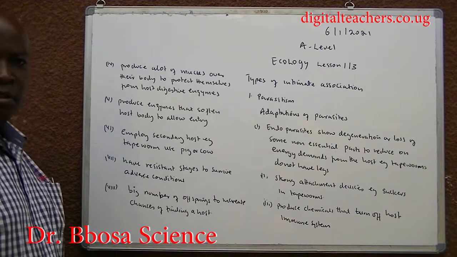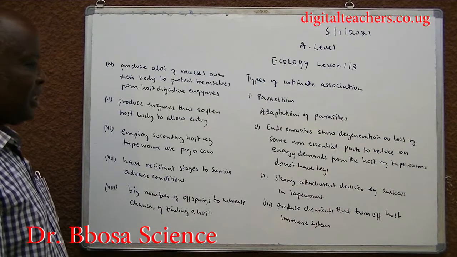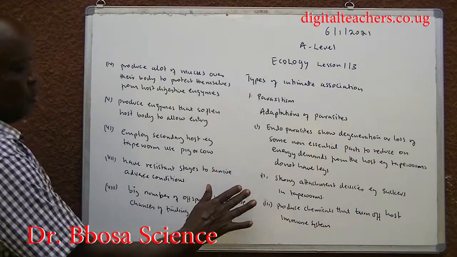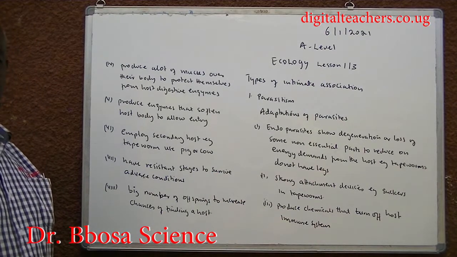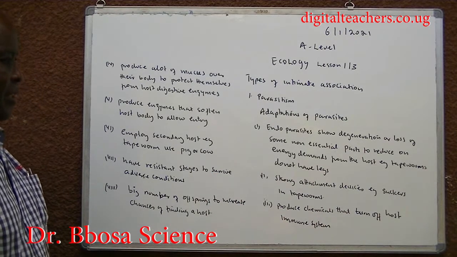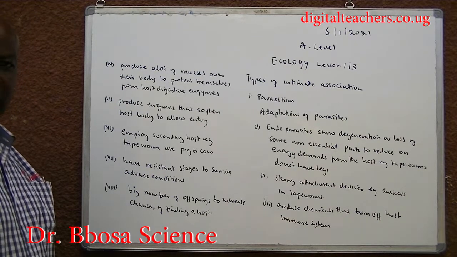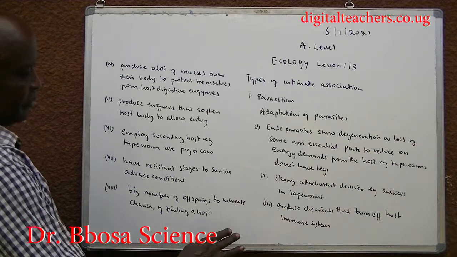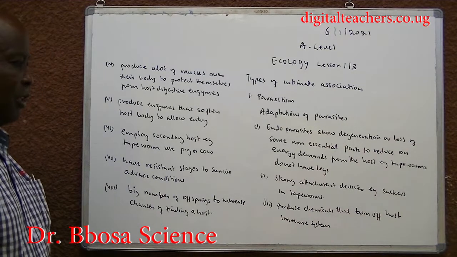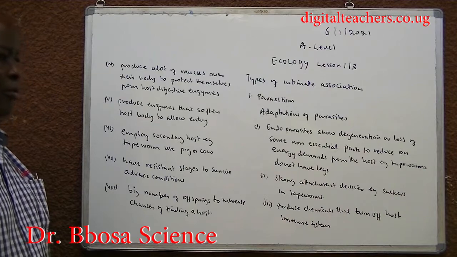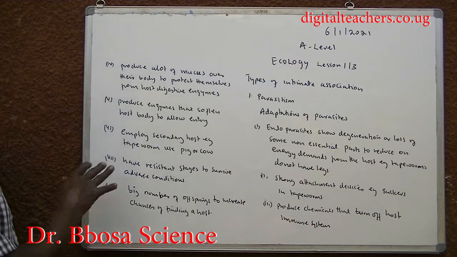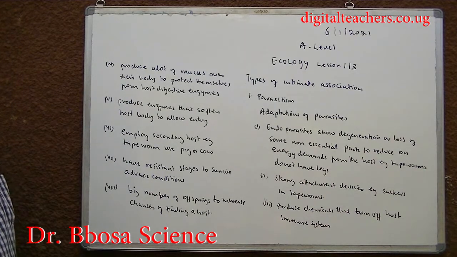For example, tapeworms don't have legs. 2. Strong attachment devices. For example, suckers in tapeworms to cling on the host. 3. Produce chemicals that turn off host immune system. 4. Produce a lot of mucus over their body to protect themselves from digestive enzymes.